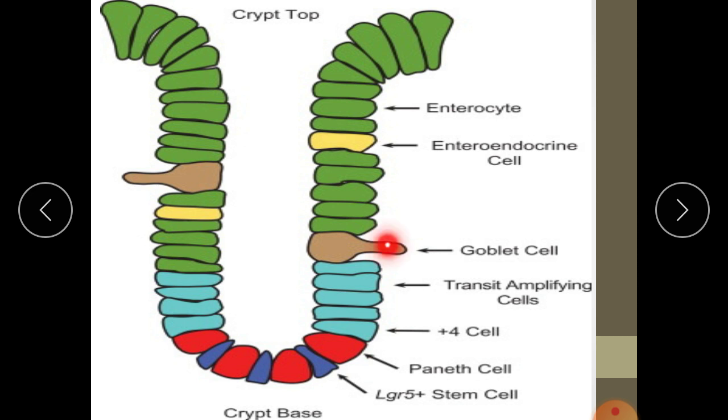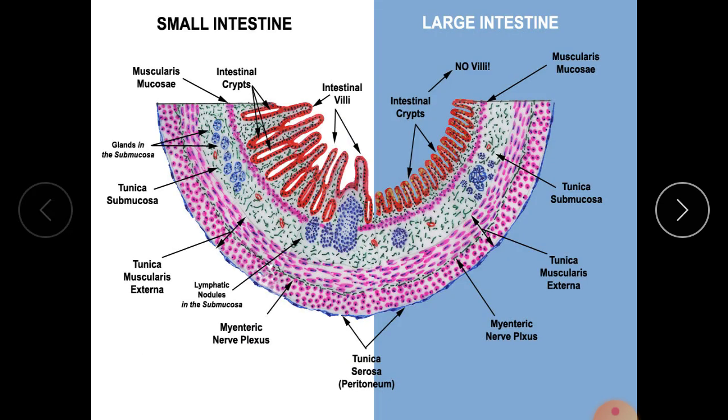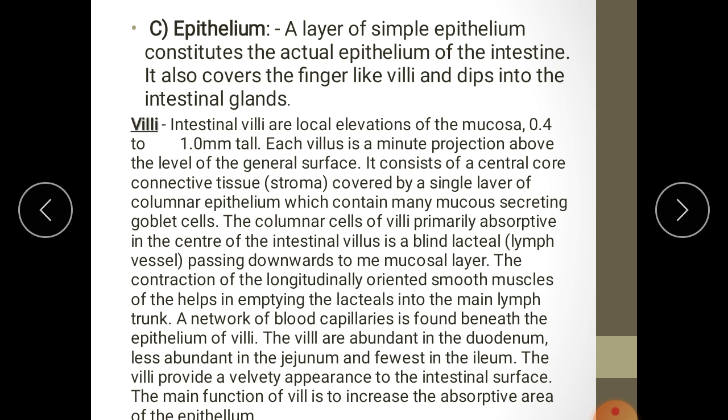So these are goblet cells. Can you see here? Mucus secreting cells. Then the columnar cells of villi are primarily absorptive. In the center of the intestinal villus, a blind lacteal lymph vessel is present. The epithelium of the villus is absorptive in function. The food which is digested in the small intestine is being absorbed through this layer. Therefore, it is absorptive in function.